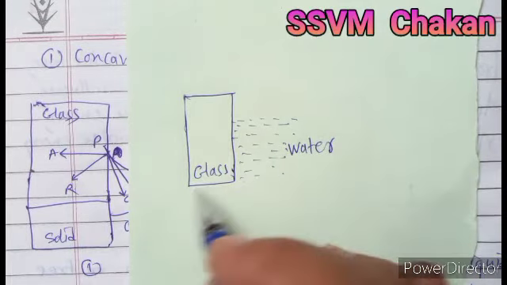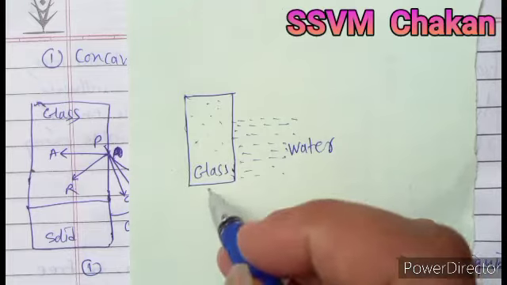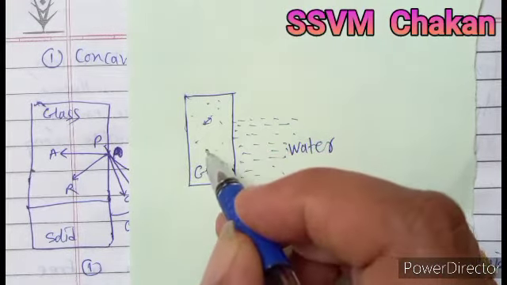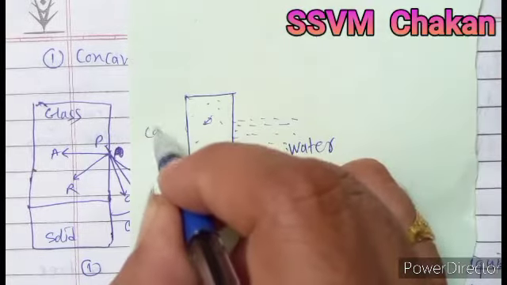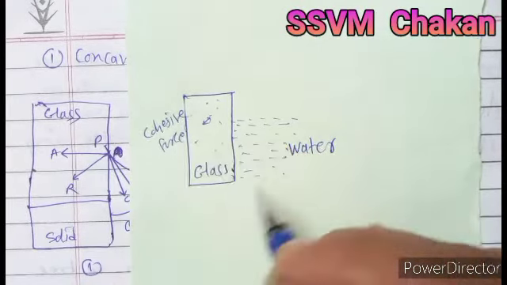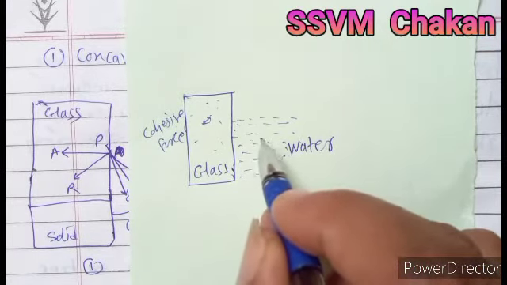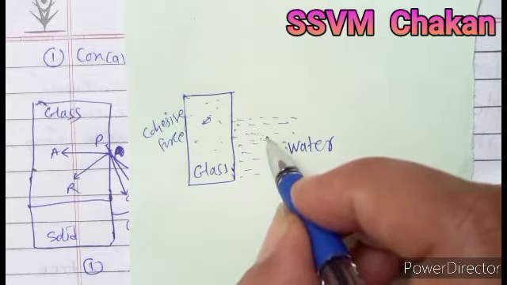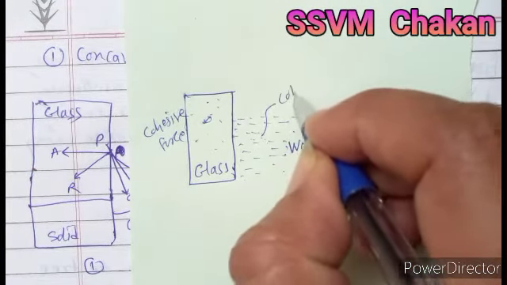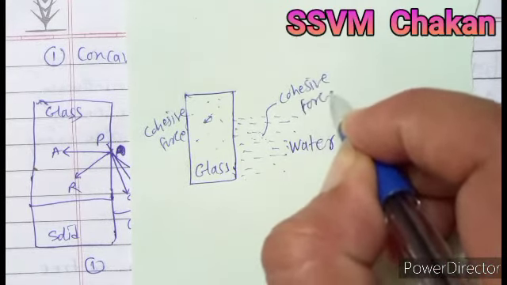This is a glass material, so it is made up of a large number of glass particles. The force of attraction between two glass molecules is known as a cohesive force. Also, there is water, where different water molecules are present. The force between different water molecules is also called a cohesive force of attraction.